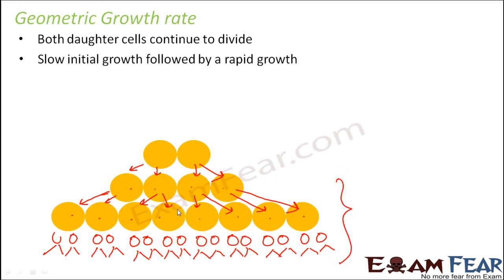Now why is the initial growth slow? Because initially you just have less number of cells, right? So that is why the growth is comparatively lesser. But as the number of cells increases, the growth also increases in that phase, right? So initial growth would be slow, but later there would be rapid growth.